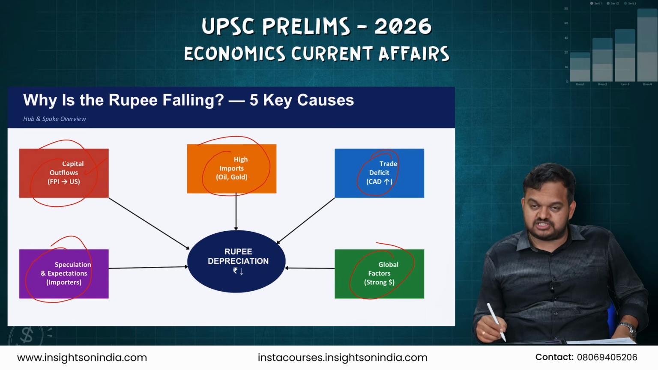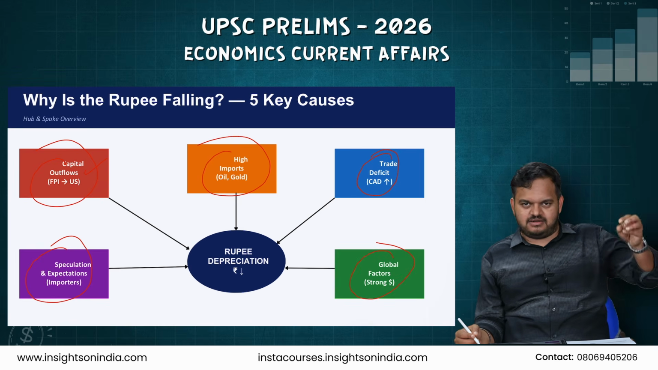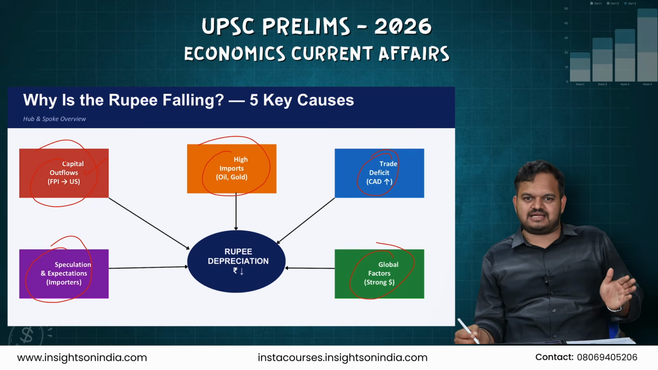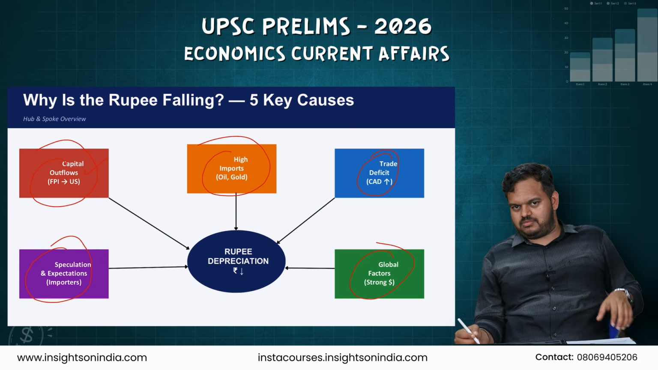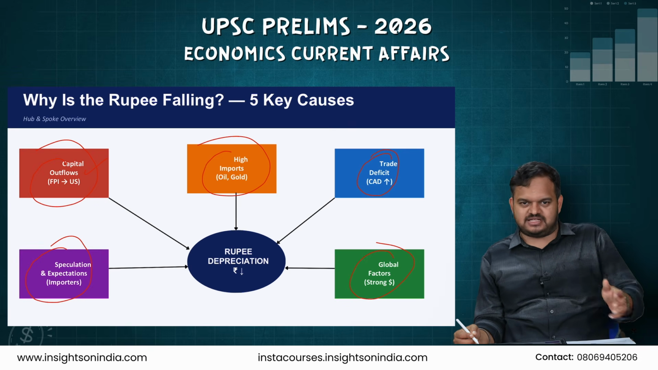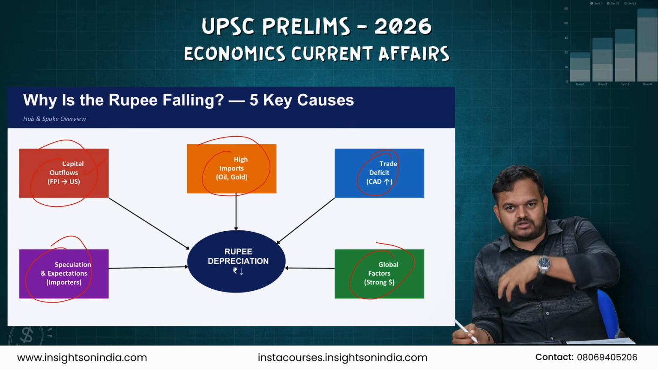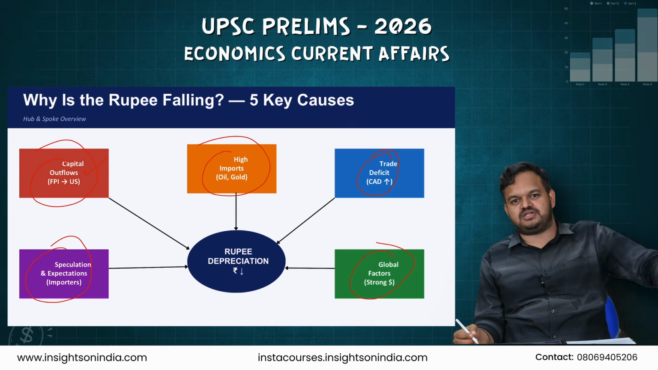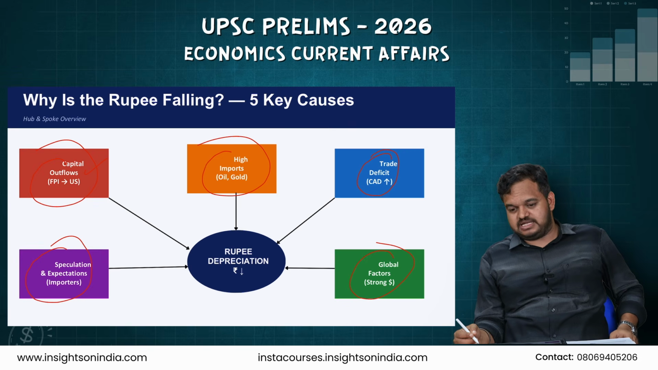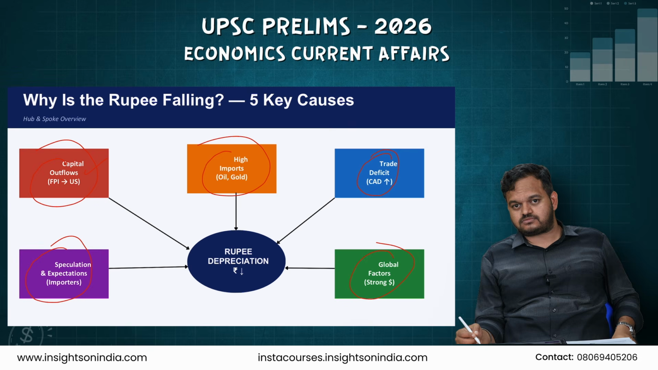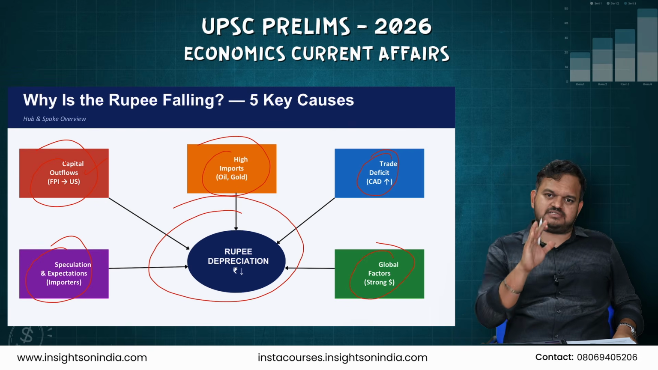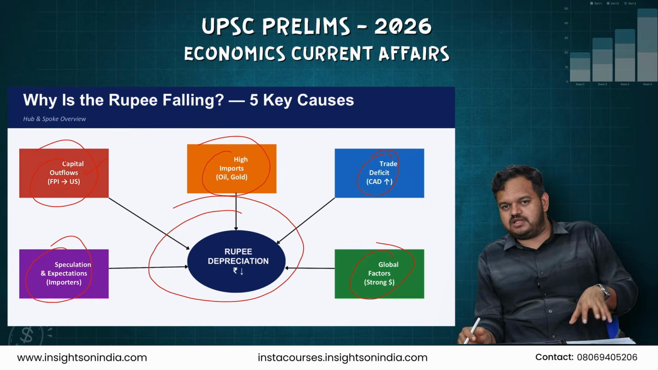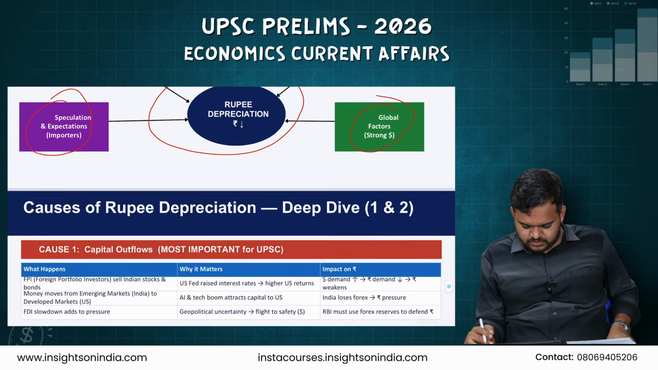And global factors, strong dollar. The Federal Reserve of the USA is continuously increasing the Fed rate, right? So that is again a stronger and more trustworthy investment opportunity for international investors. So they are taking out the money and going back to invest in treasury bills of the USA, since the government is increasing the interest rate. So these are certain factors responsible for rupee depreciation. In prelims, they are definitely going to ask what can be the possible reasons for rupee depreciation.